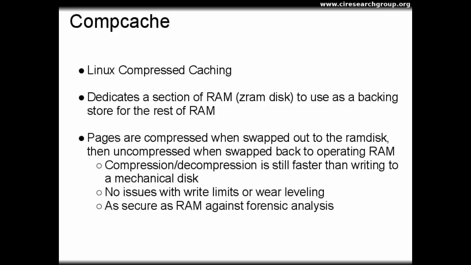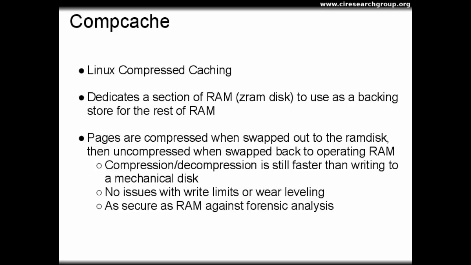Another approach to avoiding the issues of write limits and post-mortem forensic recovery of sensitive memory data is to use the Linux compressed caching, or comp cache, mechanism as a backing store. With this approach, a section of RAM is reserved ahead of time to create a compressed RAM disk, or ZRAM disk. When a page is swapped out to this ZRAM disk, it is compressed on the fly to fit into a smaller amount of memory.